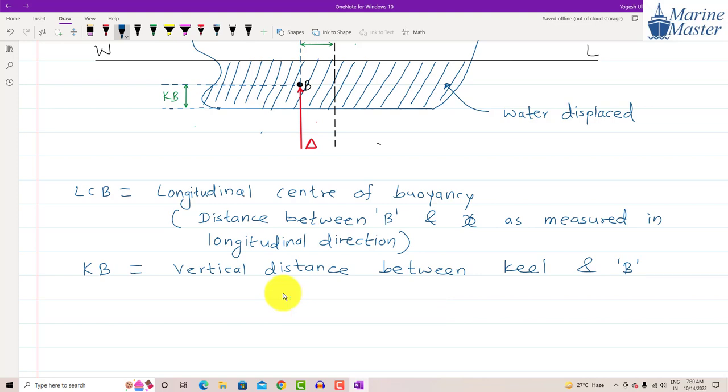So this is all about center of buoyancy. See you in the next lecture.